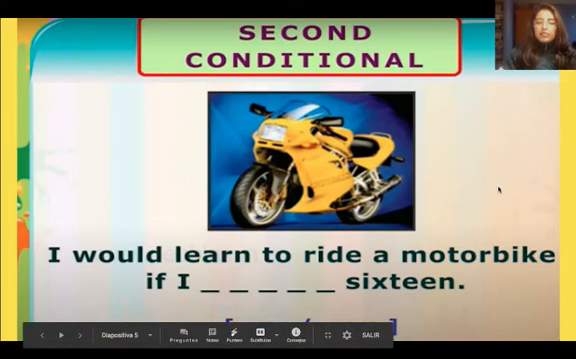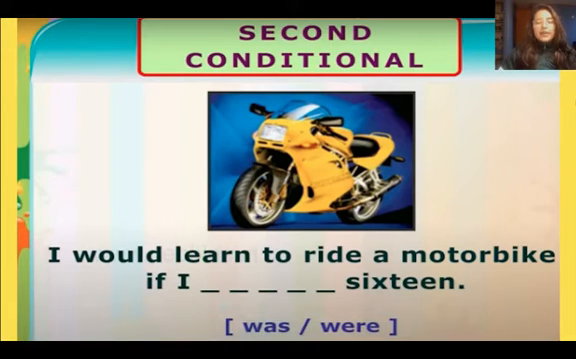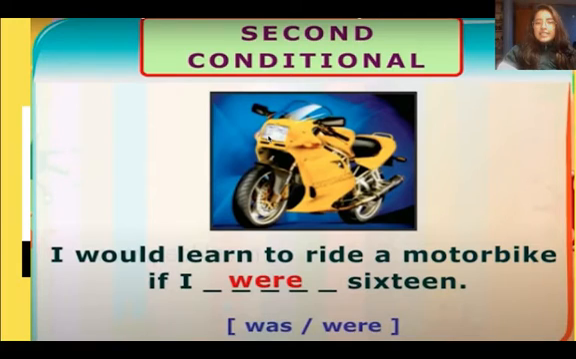And what is your answer? Was or were? Okay, what is motorcycle? Motorbike, sorry. Very good. This picture is about a motorbike. The answer is were. Remember, when we use the verb to be in the second conditional, for all the subjects, we have to use were. Cuando utilizamos el verbo to be, para todos los sujetos utilizamos el were.